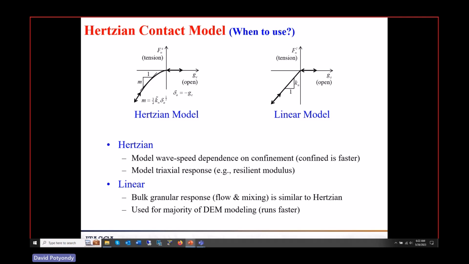One way to get that in a discrete element model would be to use a Hertzian contact model, because when you squeeze it, now suddenly you're stiffer. And the stiffness is a key element that affects the wave speed. Stiffer material has a faster wave speed. Also, it's going to affect the resilient modulus behavior, as we're going to find out. And so for this work, we decided to use a Hertzian model.